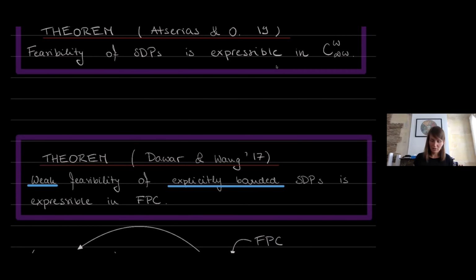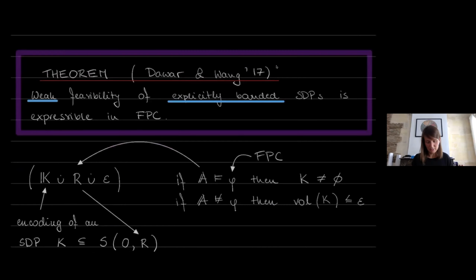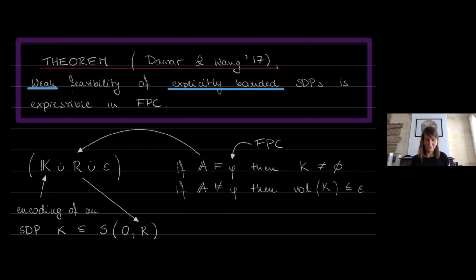So what do I mean by weak feasibility of explicitly bounded SDPs? I mean that we can take an encoding of an SDP together with an encoding of two rational numbers, R and epsilon, such that this SDP K has to be contained in a ball of radius R around zero. This is what I mean by saying that we can express the feasibility for explicitly bounded SDPs. So we know that this SDP K is inside this ball of radius R.